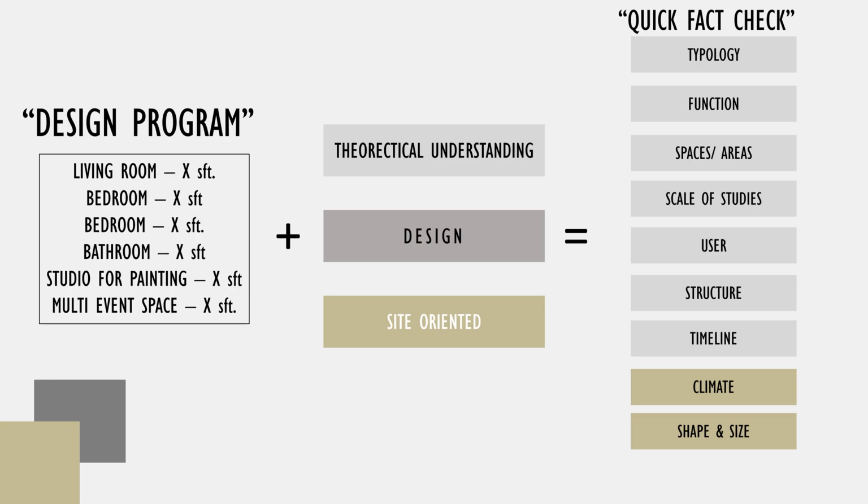Shape and size of the plot. This might be tricky to design. For example, a narrow plot might result in taking additional floors, whereas a broader or larger plot might give us a spread plan. Materials. Materials locally available might again give character to your design.